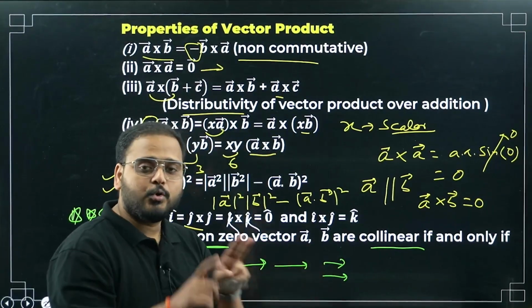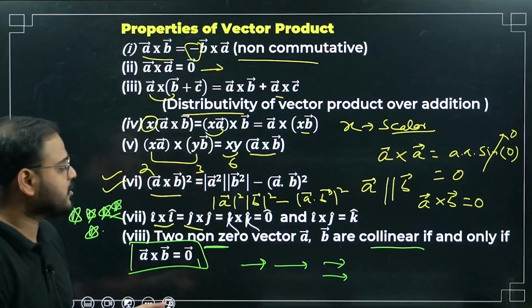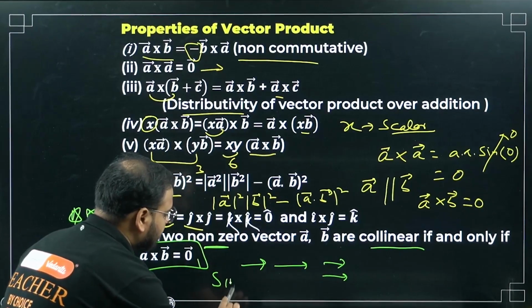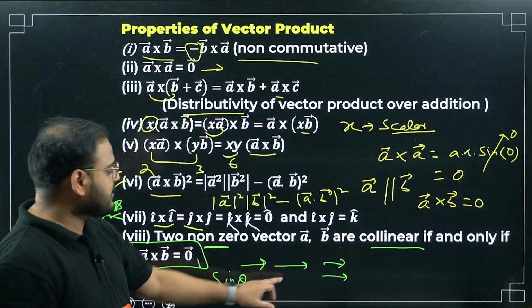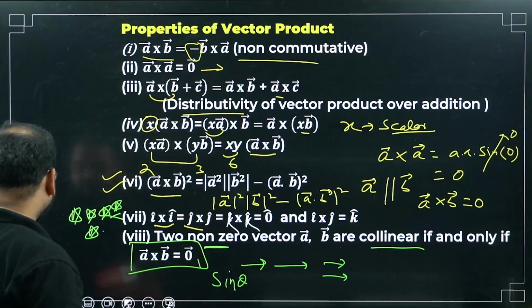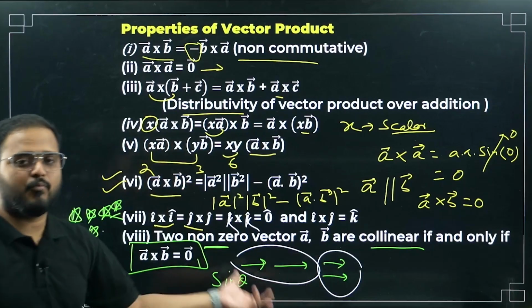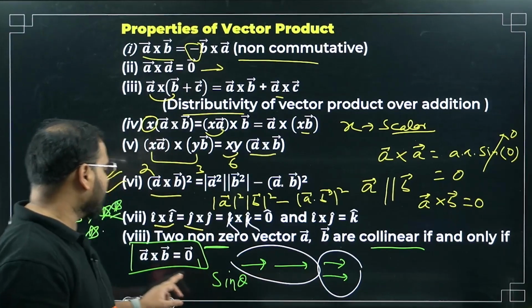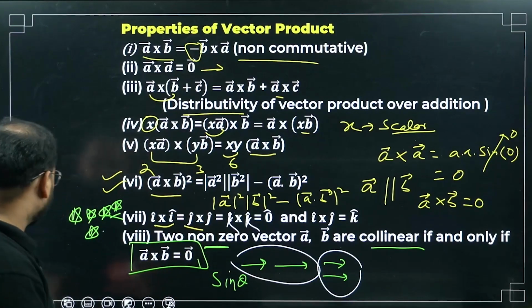If you have to prove two vectors are collinear, their cross product has to be equal to 0 because of the sine theta part. Sine of 0 will be 0. So whether it is like this combination or this combination, parallel or collinear, both of them are called collinear only, no? So the result will be A cross B equals 0. We will take and solve questions on this. Okay, so let's move on.